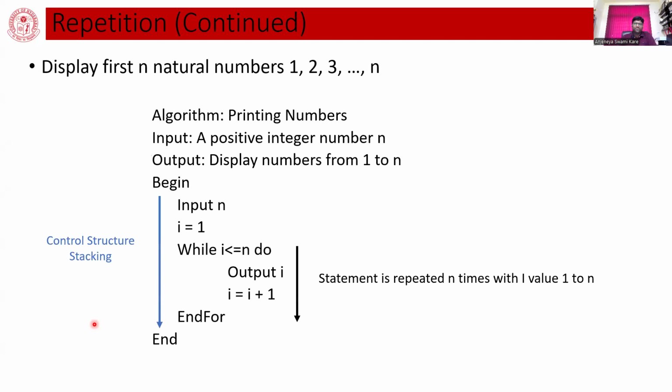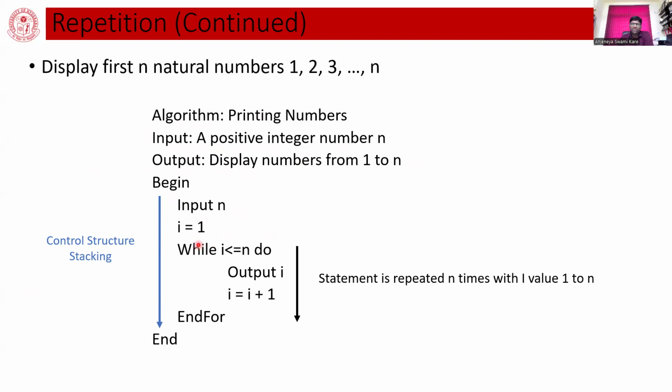Let us see the algorithm. This is the algorithm to display the first n natural numbers. Name of the algorithm: printing numbers. Input is a positive integer number n. Output is to display numbers from 1 to n. Begin and end statements. There is an input n. So we need to display values from 1 to n.